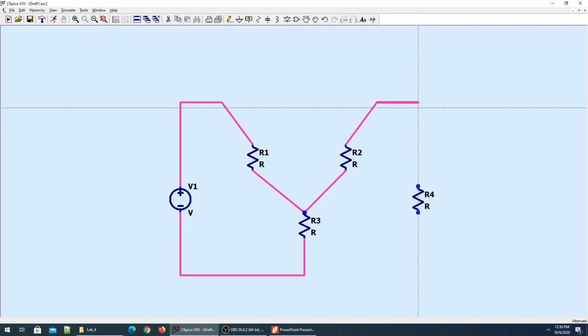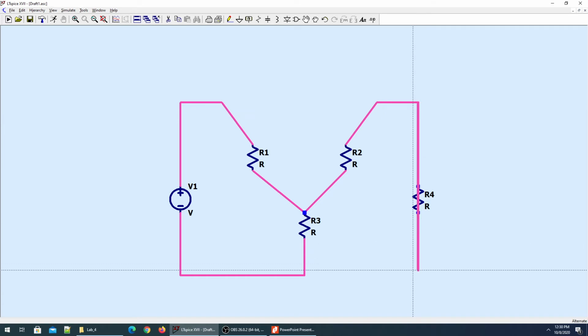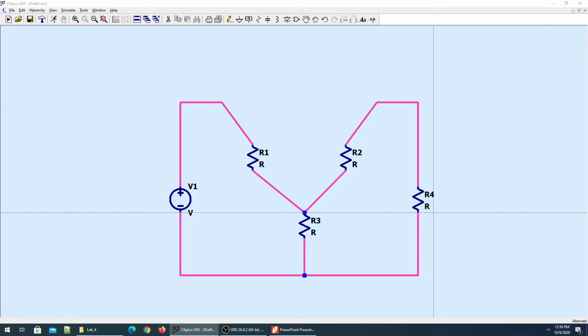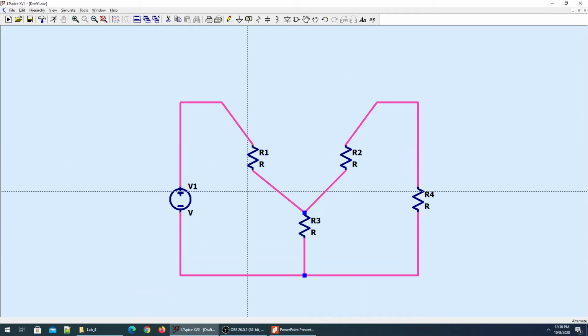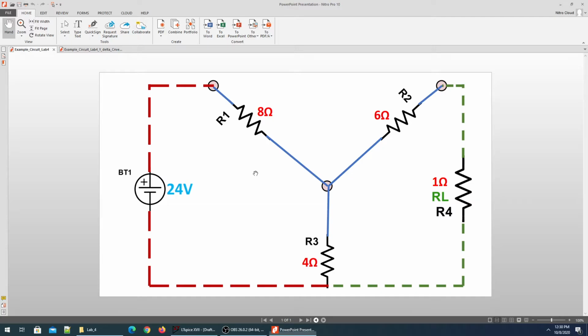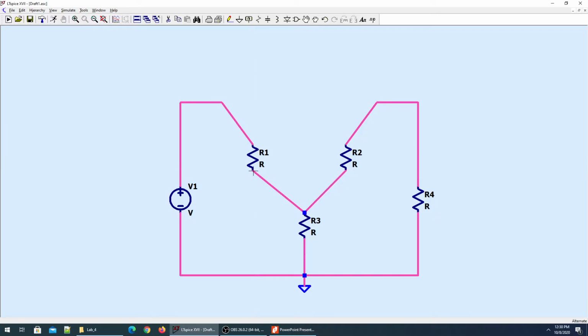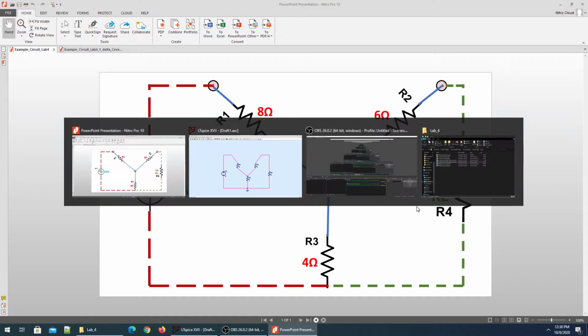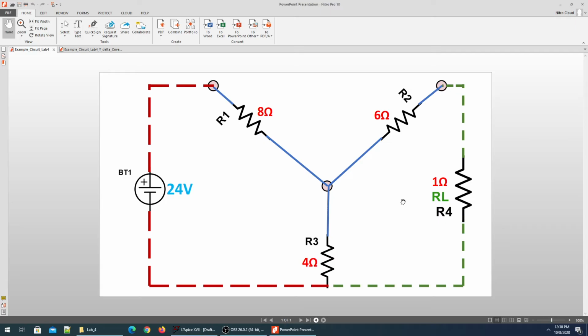Okay, and then this is what our circuit is. So we have a Y connected circuit, and we have a load resistance, voltage source, and ground. Let's bring the ground here and connect it. Please make sure that you take care of the naming. The net labels are very important in this lab. For example, let me set the values first.